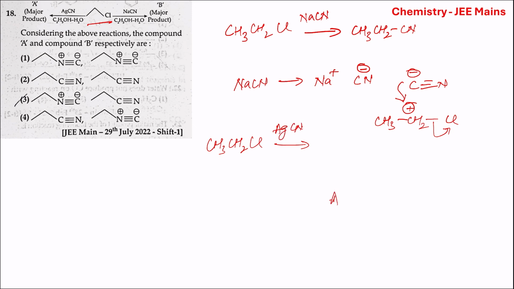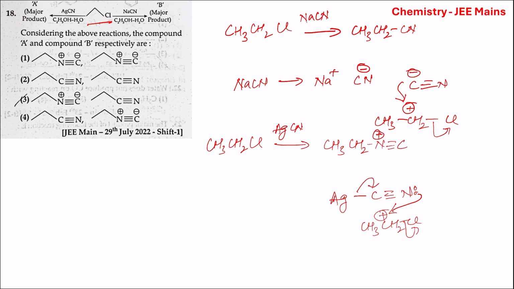Now AgCN is covalent compound. So what happens? In this CH3CH2Cl, when the carbon-chlorine bond breaks, there is positive charge on the carbon. Now the lone pair of electrons on nitrogen will attack this positively charged carbon, and the bond between silver and carbon atom breaks, giving negative charge on the carbon atom. So the product here is CH3CH2-N+≡C-, with nitrogen having positive charge and carbon having negative charge. This product is cyanide, and this product is isocyanide.